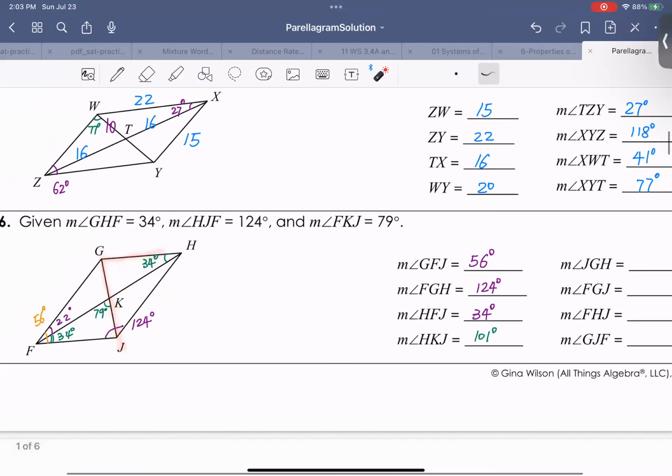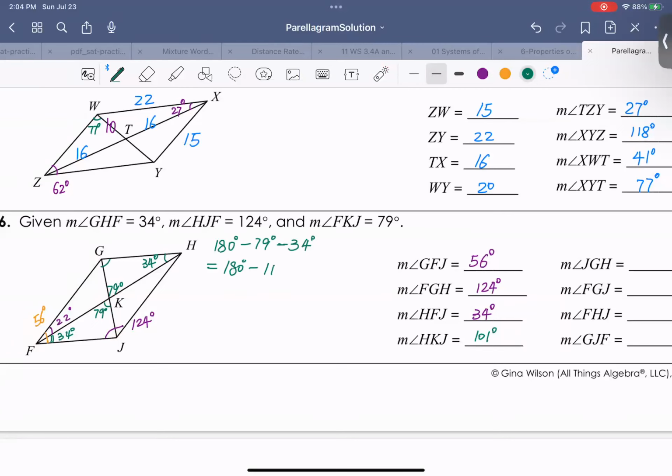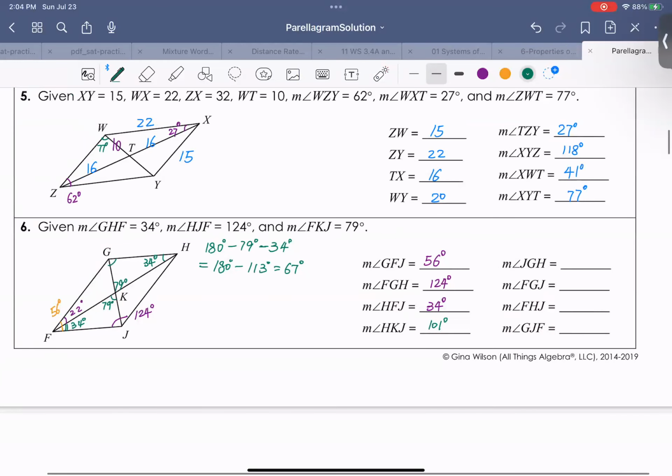This angle is going to be... Look, 79. Yeah, 79 is here. So we want to use 180 minus these two, like 67. So this is 180 minus 113. Very good, 67. Excellent. So JGH is 67 degrees. And here is 67.